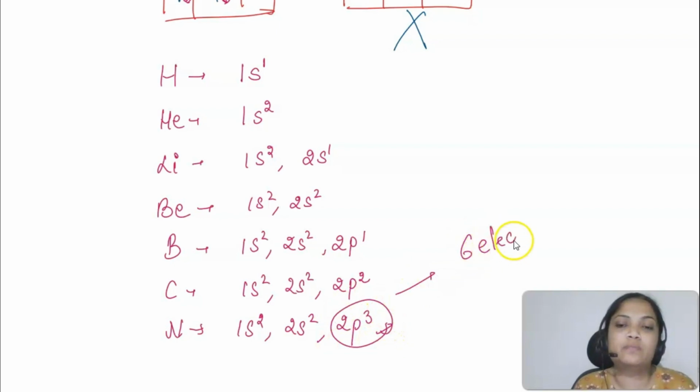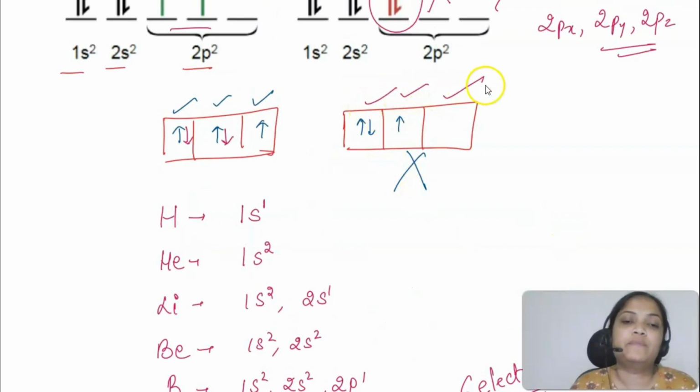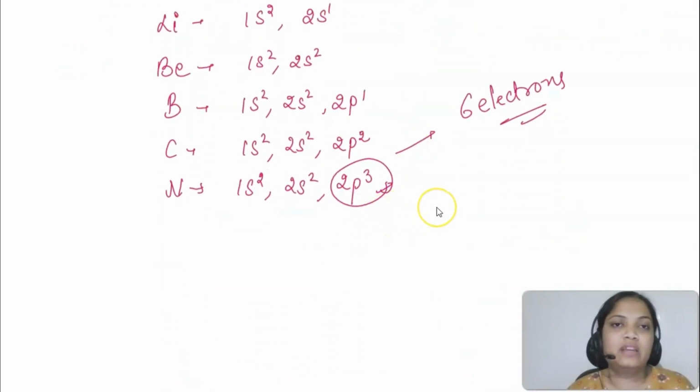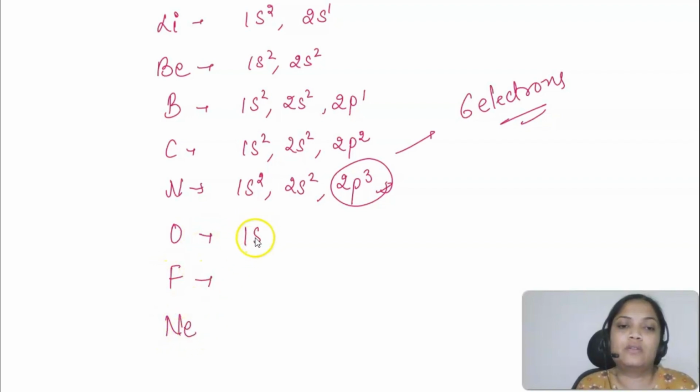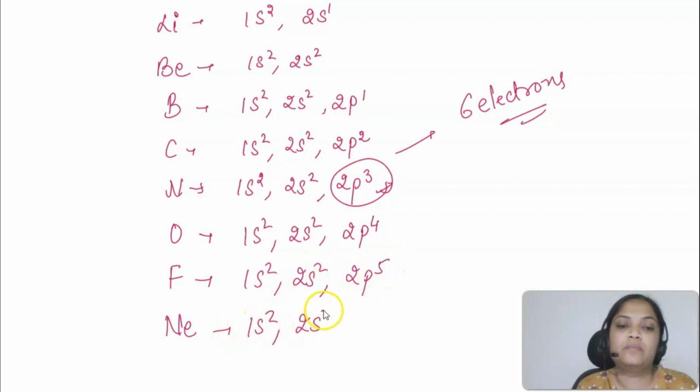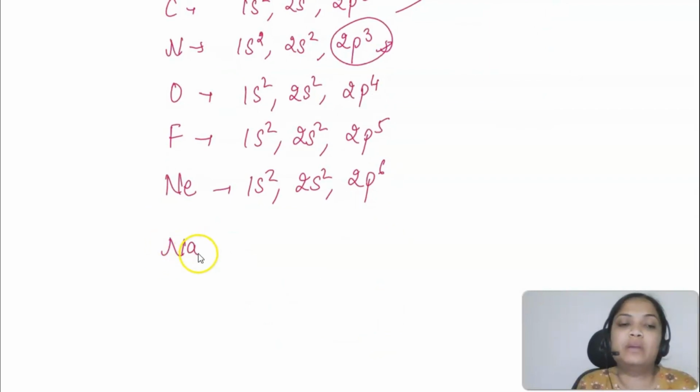So this 2p will be filled up to 6 electrons, because in the p subshell you can have 6 electrons, 3 orbitals are there, so 2, 2, 2. We will fill it until 6 electrons. Then nitrogen, oxygen, fluorine, then neon. So 1s2, 2s2, 2p4, then 2p5, and then 2p6. Now 2p is filled. Now for sodium, students, we can write 1s2, 2s2, 2p6 and 3s1.